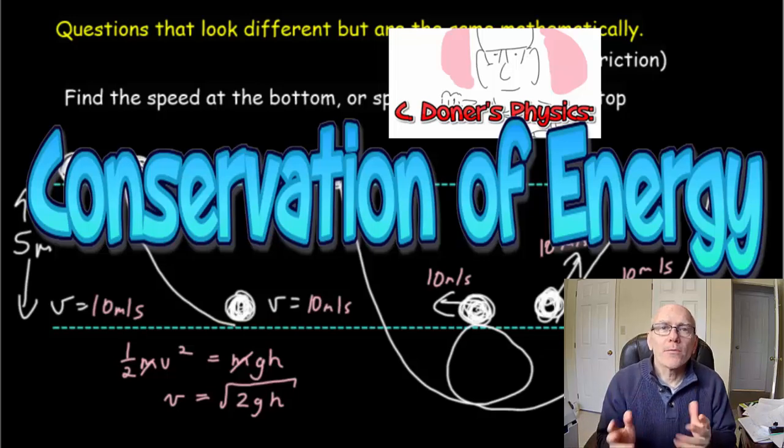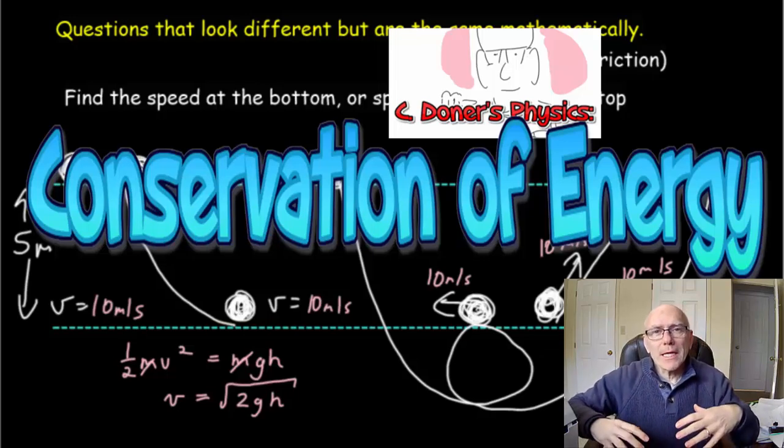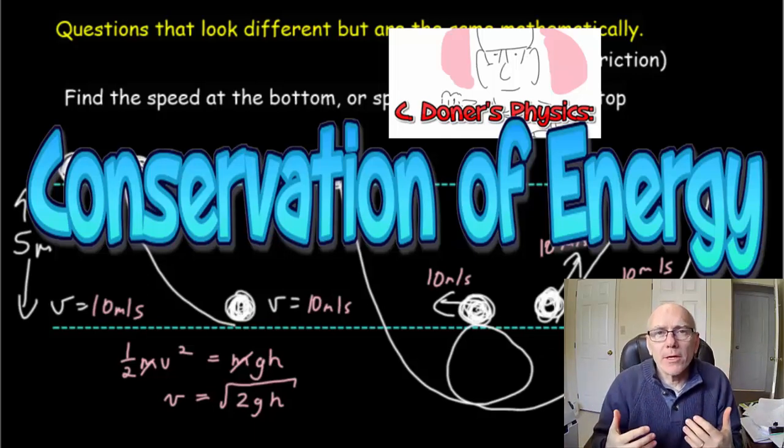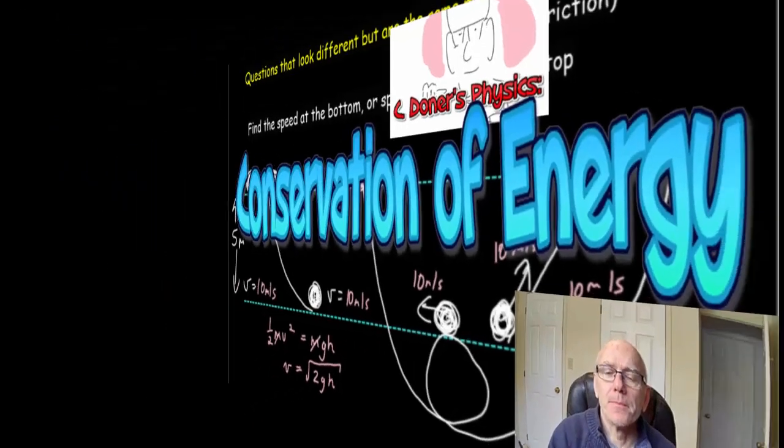Today we're going to look at the law of conservation of energy. So we're going to see how the different forms of energy can kind of slosh back and forth between each other, but the total amount of energy remains constant.